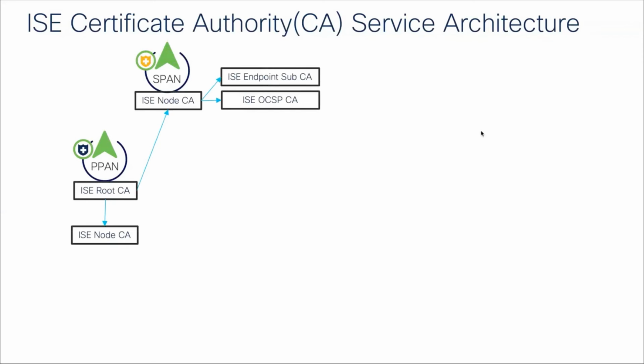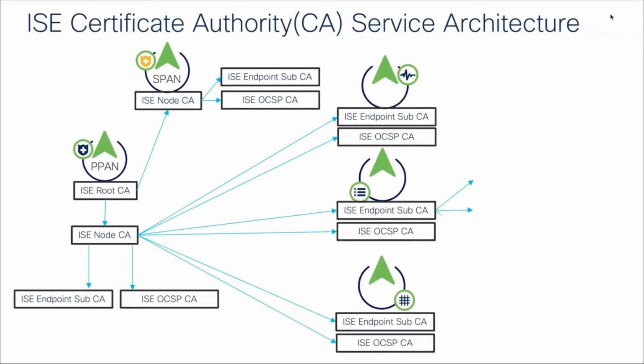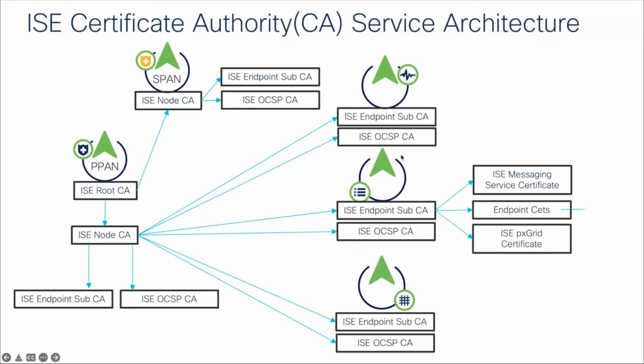The SPAN node CA is going to issue the endpoint sub-CA and OCSP CA. From the PPAN node CA, it's going to issue the endpoint sub-CA and OCSP CA to all other nodes. You might be wondering, why do I even require an endpoint sub-CA when I'm talking about a SPAN, PSN, or pxGrid functions? Of course, it makes sense to have an endpoint sub-CA on the PSN, but why is it even required on the pxGrid? Why is it even required on the MNT and SPAN?